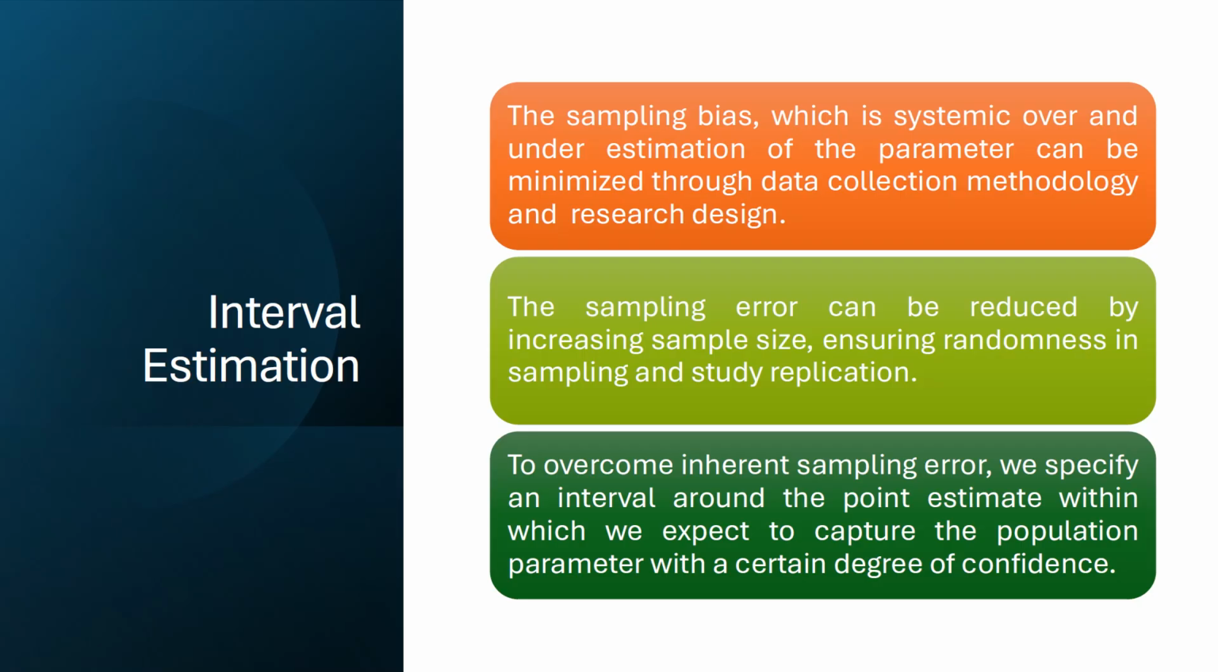Sampling error is inherent in the sampling process. We can reduce it by increasing the sample size. We can make it zero by making the sample size equal to the population size, which is practically and typically infeasible. Also, we ensure randomness in the sampling process, or we guarantee that there are no biases because of the sampling process itself. And oftentimes, when we still are not confident, we replicate the study.